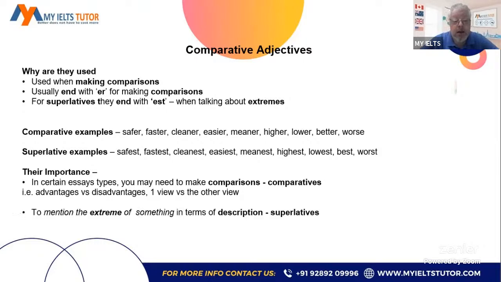Now, when you want to talk about the extreme of something in terms of description, use superlatives, okay? But you may also use superlatives in essay types such as problem and solution. One solution might be the best way of solving the problem, okay? So now here's an example of a superlative in a sentence. Out of all the whale species, the blue whale is the largest. So whenever you're talking about an extreme, use the superlative.